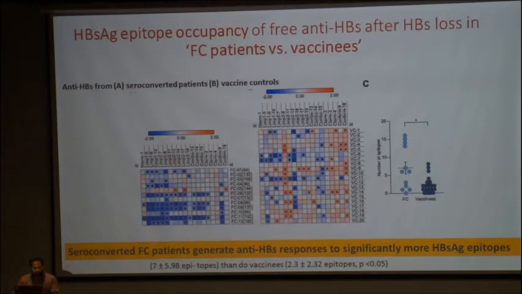As you can see, the more blue numbers means lesser the occupancy available, and it was shown that the number of epitopes which can be occupied by the functional cure patients' anti-HBs was much higher compared to those who received the vaccine. So seroconverted functional cure patients generate an anti-HBs response that is significantly higher and better, occupying more HBsAg epitopes.